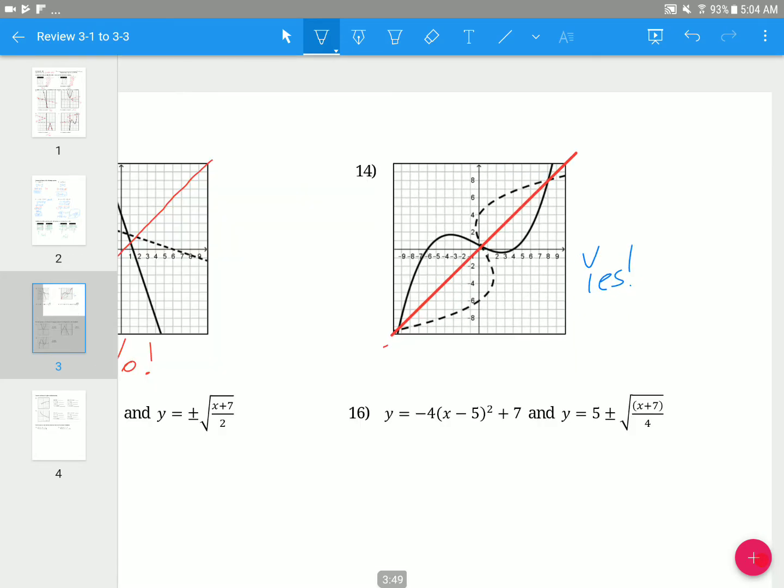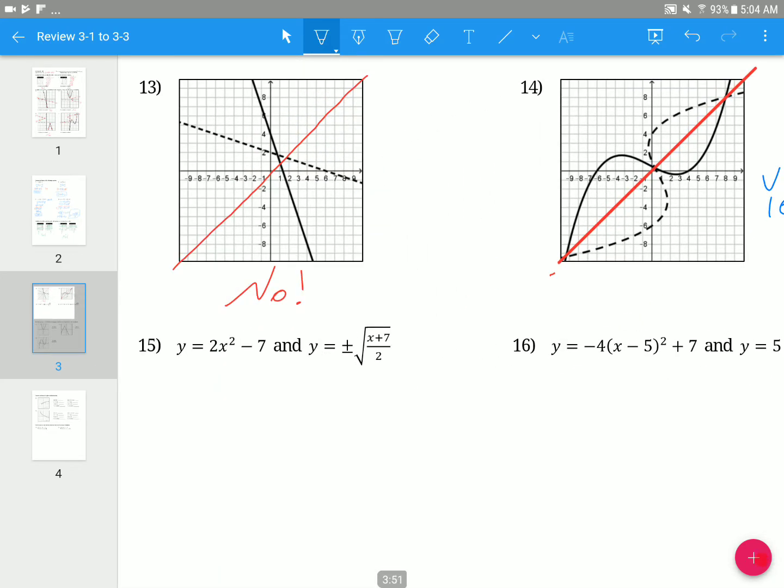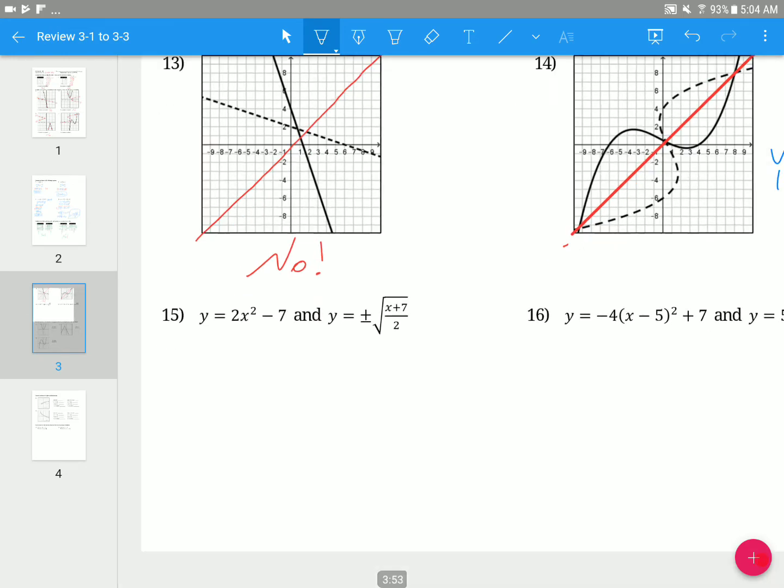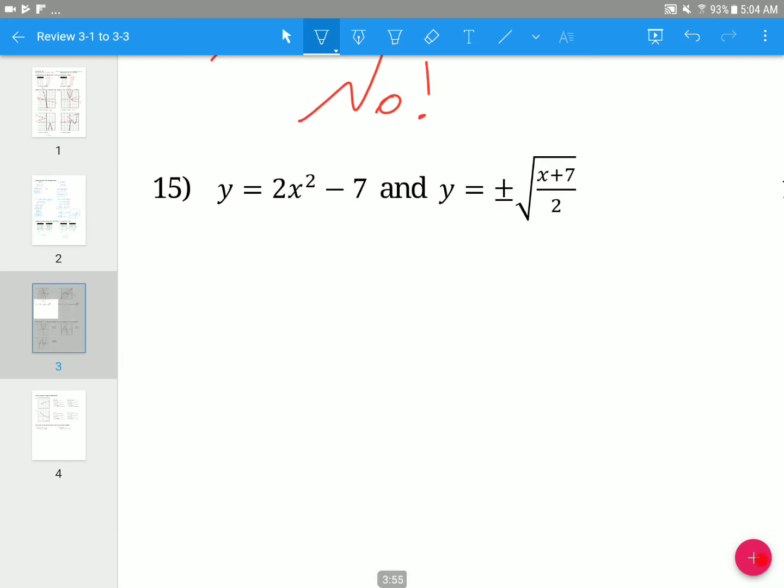All right, the last ones. These ones you kind of have to actually solve. Like number 15, you just got to solve it and see if you come up with the same thing. So I'm going to switch x and y over here. So that's x equals 2y squared minus 7 and see if my answer is that. Okay, so we'll add the 7, 2y squared, divide by 2, x plus 7 divided by 2.